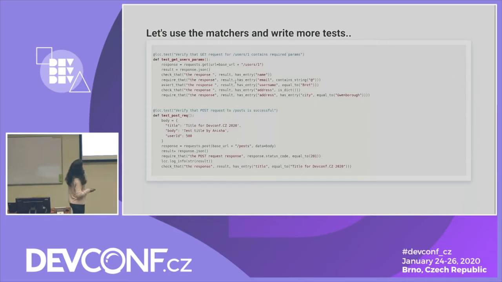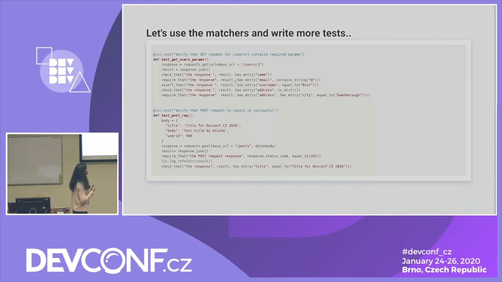Okay, so the first test that I'm trying to do here is to verify that the GET request for users 1 contains the required parameters. I create my GET request using the request library, and I hold the JSON response in a result object. Now all I need to verify is that it has an entry name, right? The second test I'm trying to make is whether the email is a valid email address or not. That's all I'm bothered about.